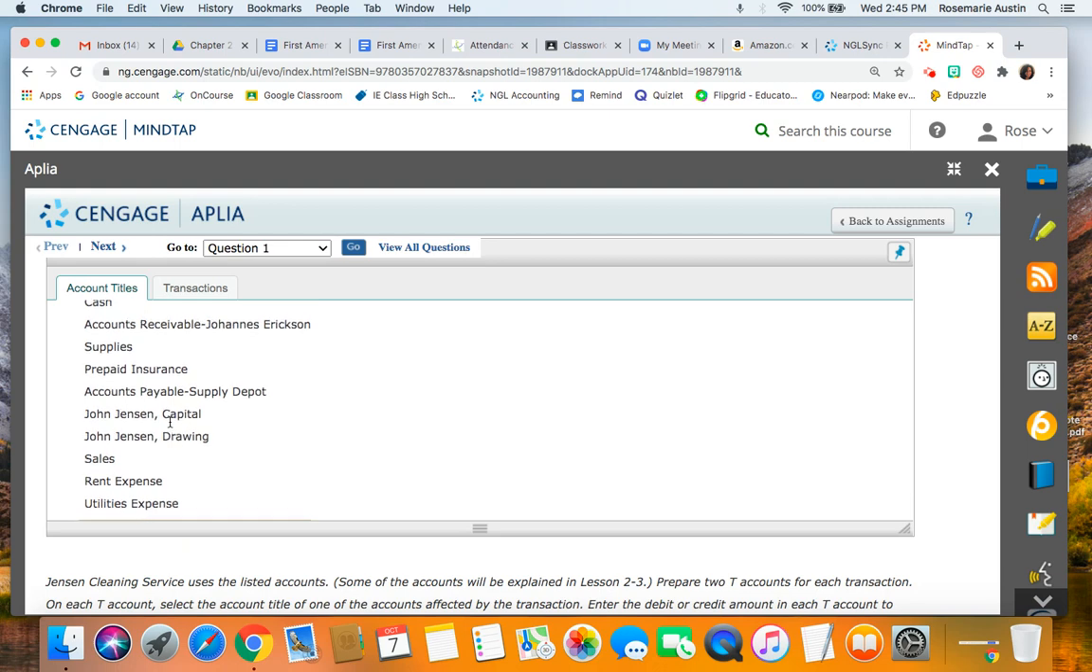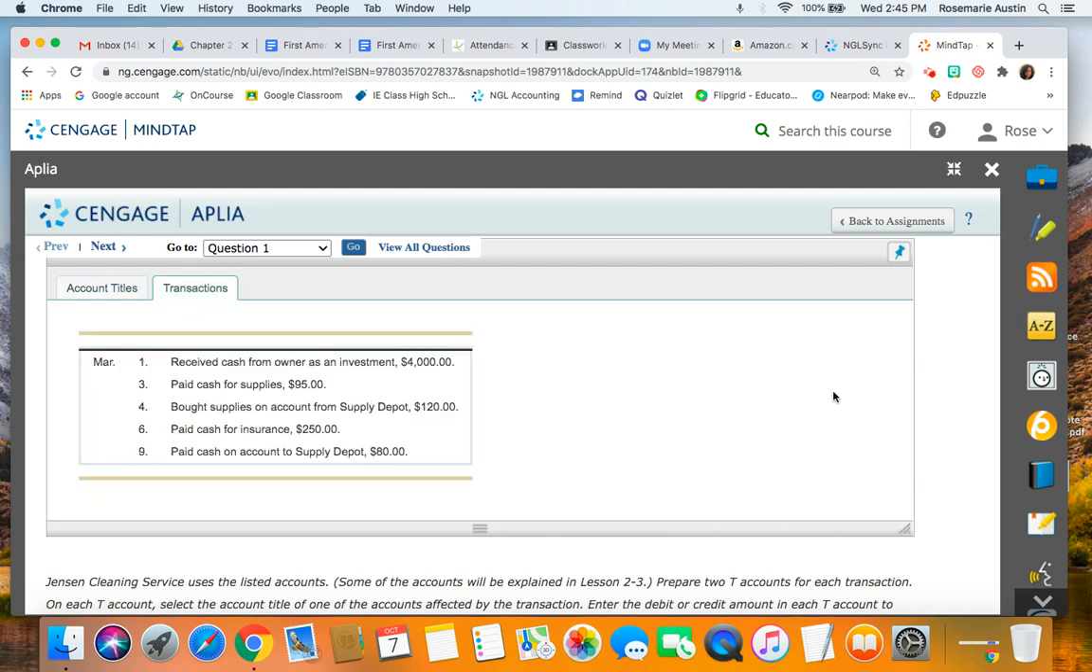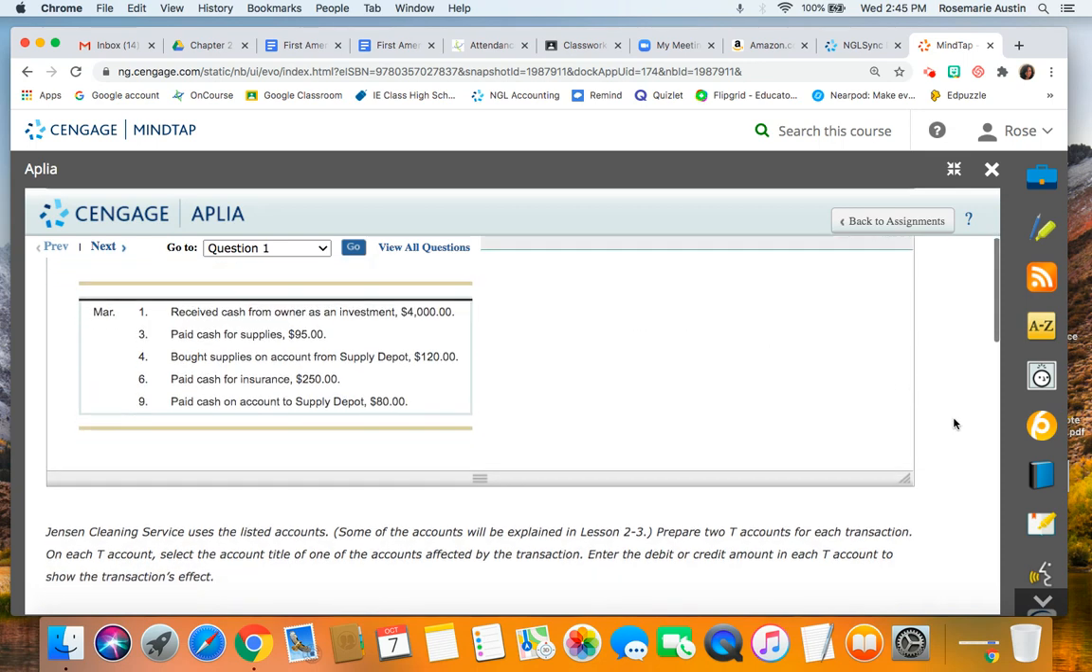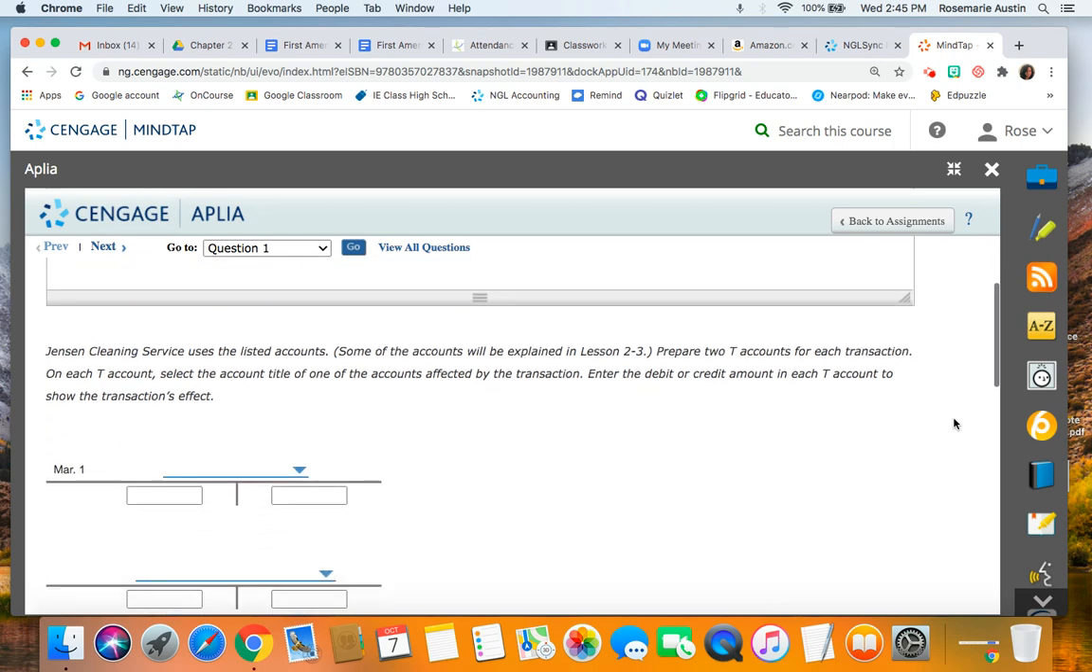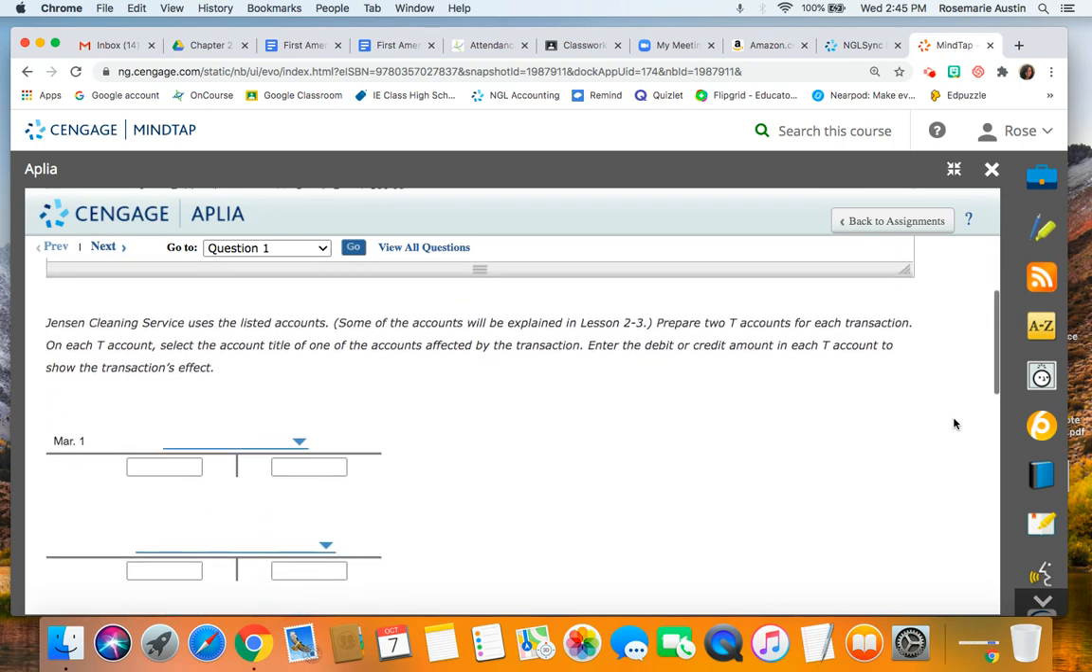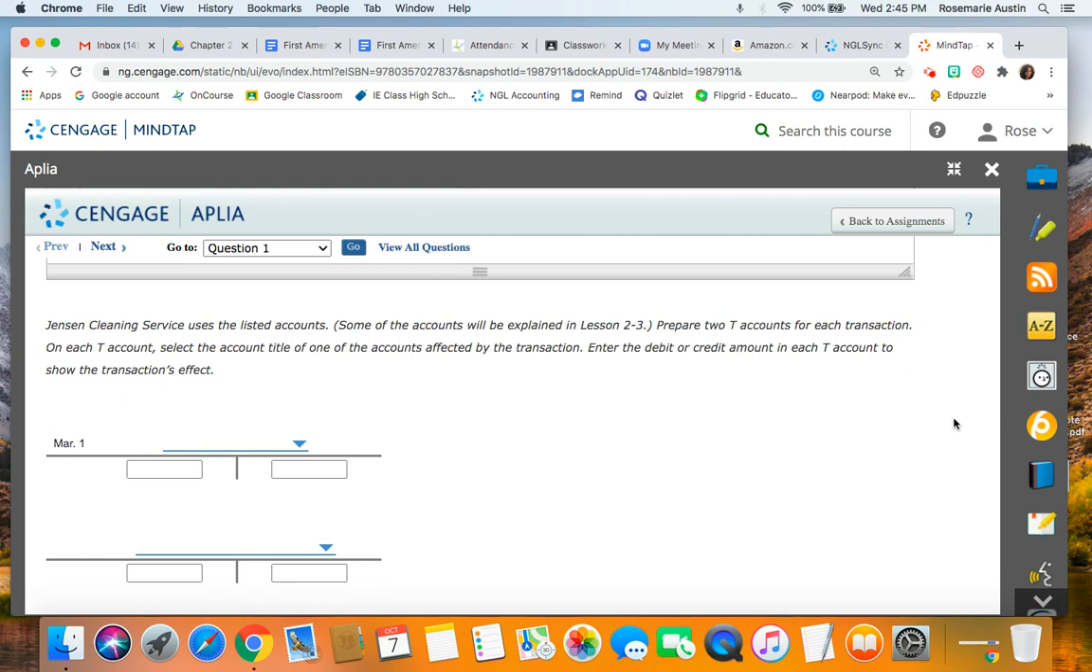The accounts payable, we know, is a liability. The owner's capital and drawing accounts are owner's equity accounts. And then we have sales and a couple of expense accounts. So we have 5 transactions that are going to be placed into T accounts. The name of the business is Jensen Cleaning Service. They use the accounts that we just went over.